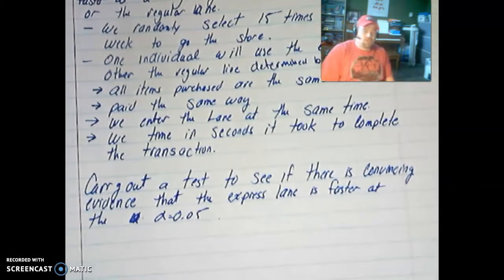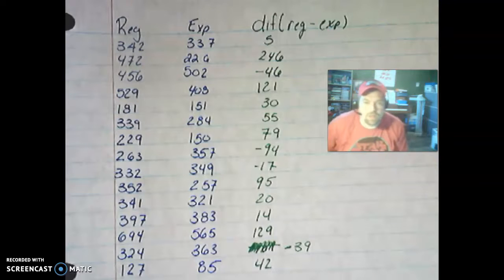Okay? So we're going to carry out a test to see if there's convincing evidence that the express lane is faster at the significance level of 0.05. Okay? So here's the data for the regular and express time in seconds. The green is the difference in regular minus the express.